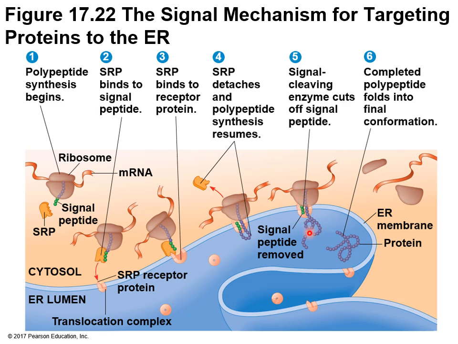The polypeptide goes inside of the lumen, or the empty space inside of the endoplasmic reticulum, and also the signal peptide is going to be cleaved off by an enzyme, and the polypeptide is going to fold into its final protein form inside of the rough endoplasmic reticulum.